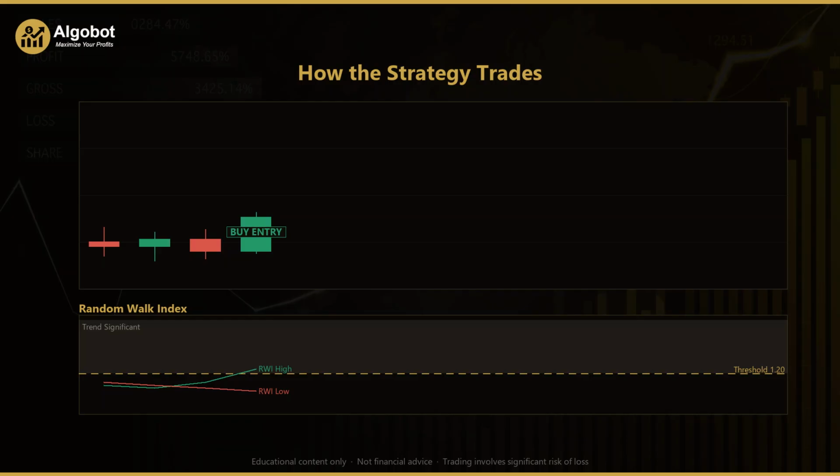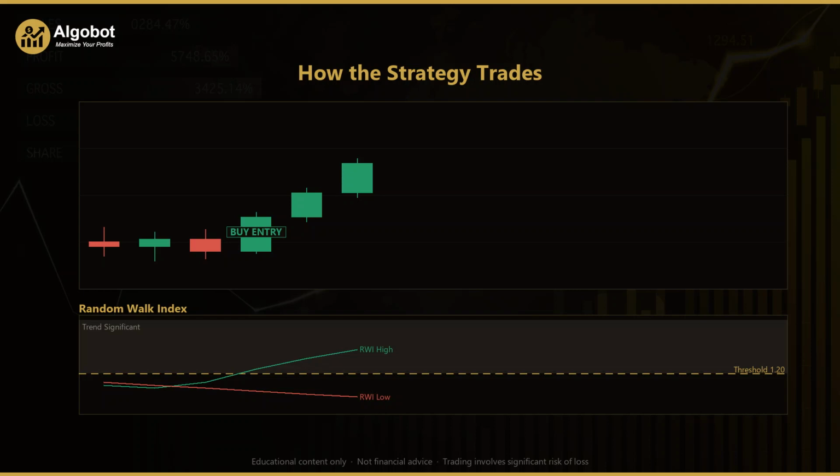Price is drifting sideways in a tight, choppy range. Down in the panel, both RWI lines are low, sitting well below the threshold. This is exactly the random noise the strategy is designed to sit out. Neither the upswing nor the downswing has done anything a coin flip couldn't explain, so the strategy patiently waits.